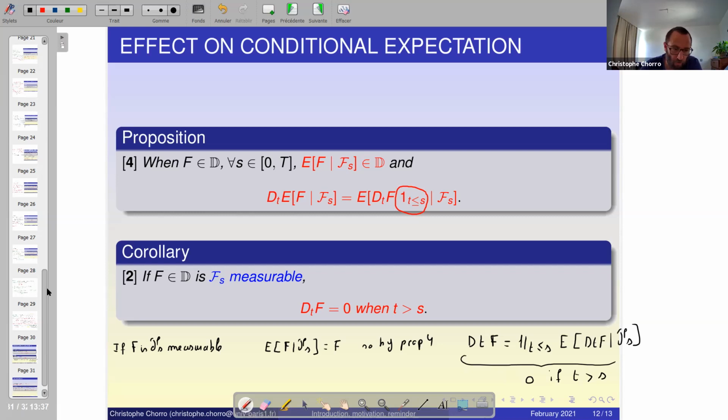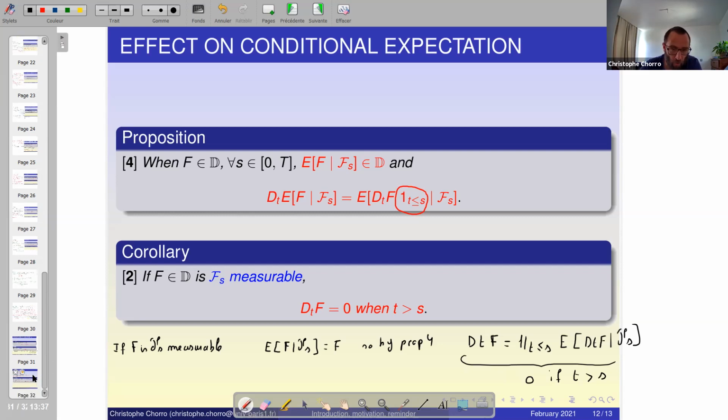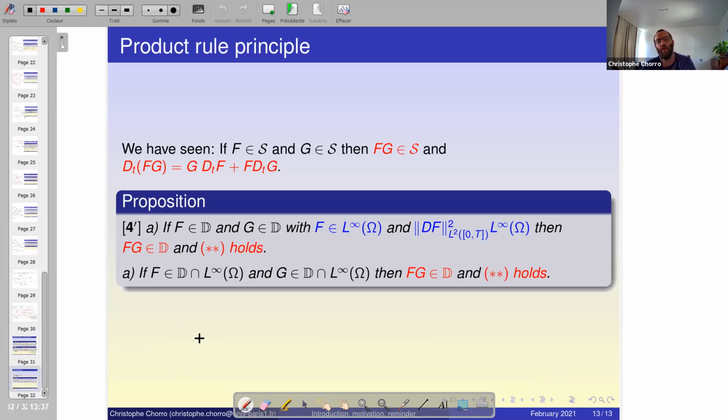Finally, I will conclude with the product rule. What have we seen together? We have seen, and we have done the proof, that if f and g are elementary random variables, then the product is an elementary random variable. And if I want to compute, thanks to definition 2, the derivative of the product, it is simply the formula we classically have in mind, that is (uv)' equals u'v plus uv'. That is exactly what I have here, and this is easily obtained from definition 2.